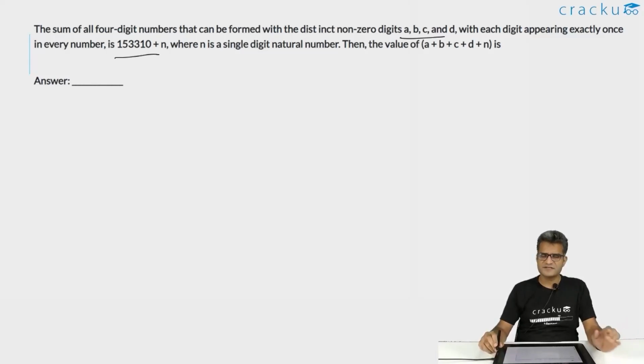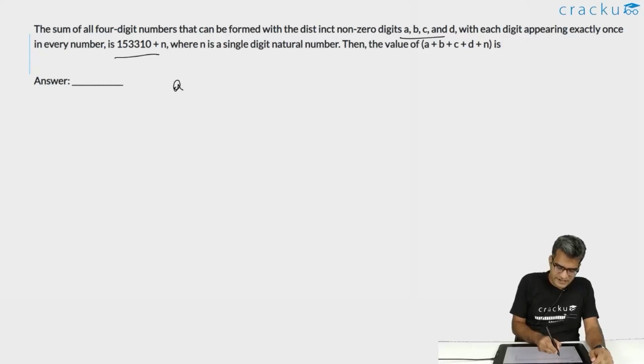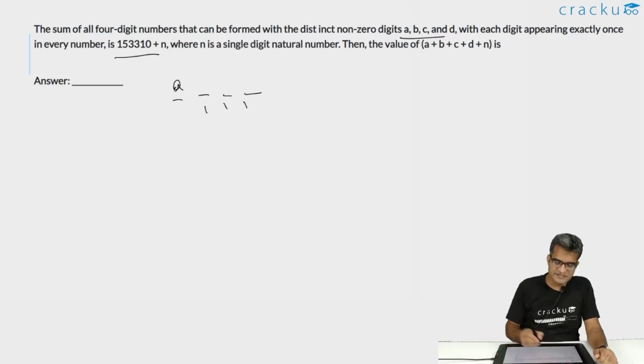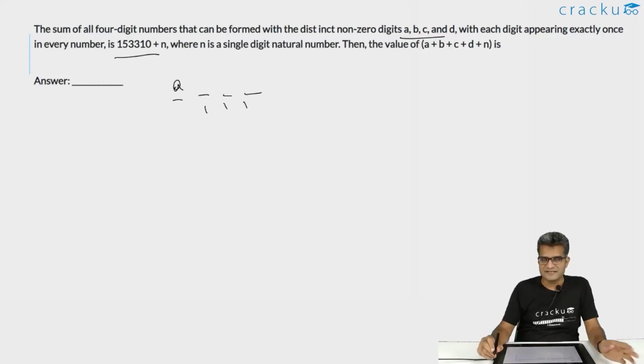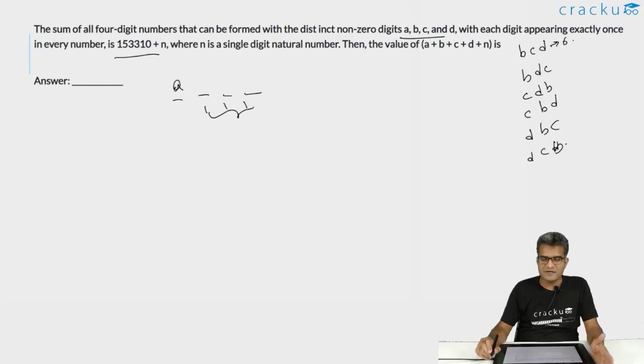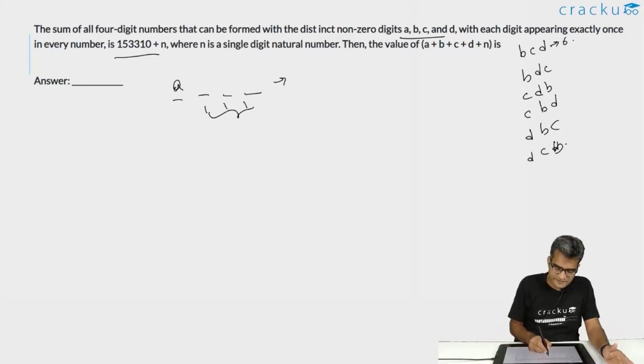So to do that, let us first look at the number A. A can appear in the thousands place. And how many times will it appear in the thousands place? It will appear because the last 3 digits can be B, C, D in some order. So B, C and D can be arranged in 6 ways. They can be either BCD or BDC or CDB or CBD or DBC or DCB. So the last 3 digits can be arranged in 6 ways. So A will be in the thousands place 6 times.